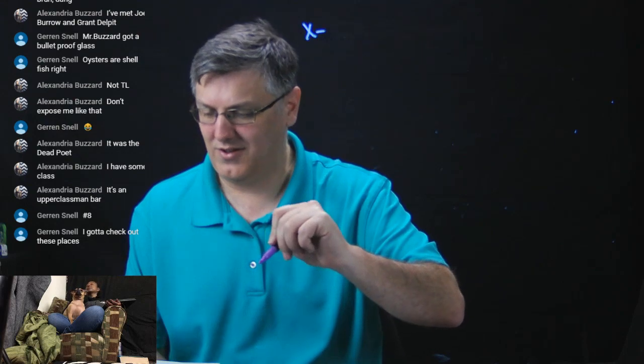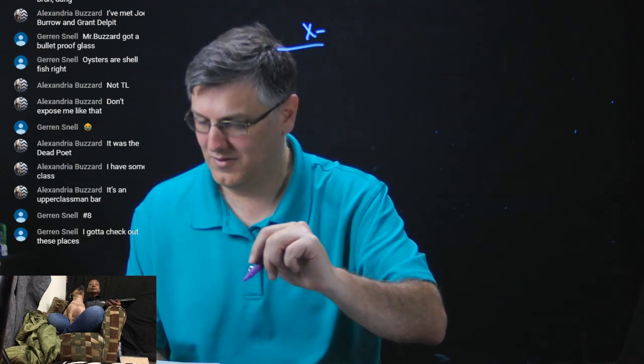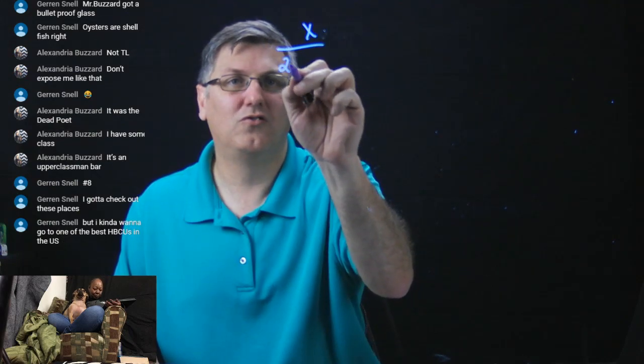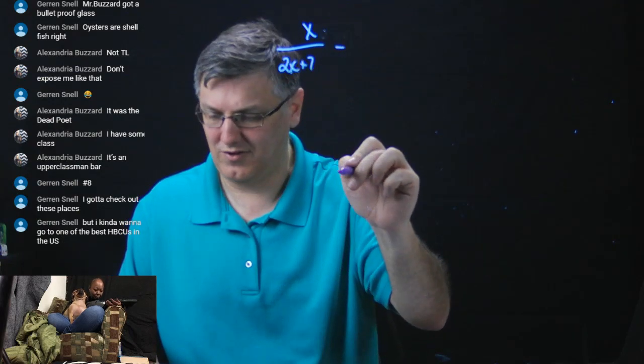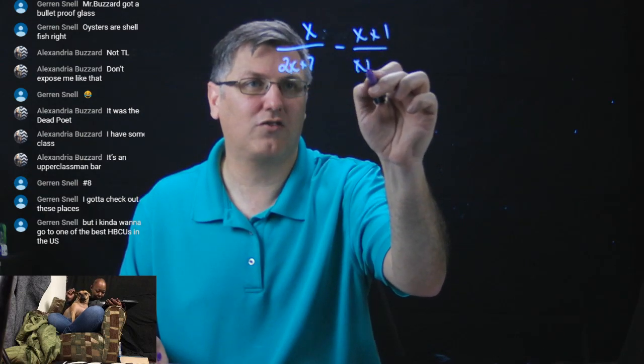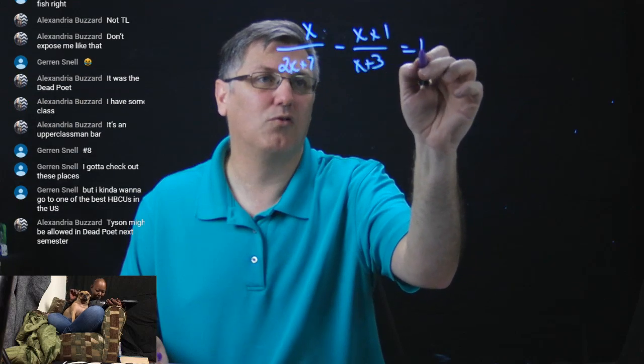X over 2x plus 7 minus x plus 1 over x plus 3 equals 1.